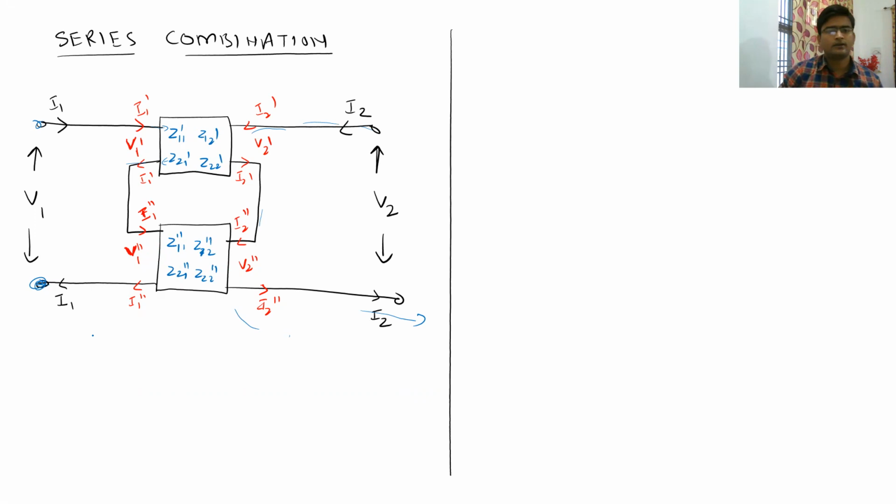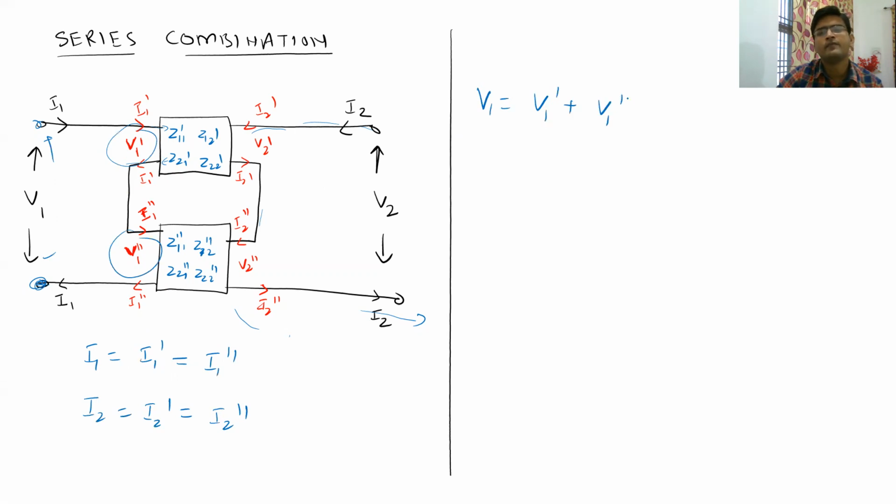So we know that I1 is equal to I1 dash, which is basically equal to I1 double dash, because the same current is coming and entering in both these input terminals. And similarly, I2 is equal to I2 dash, which is equal to I2 double dash. Now, can you tell me the relationship between V1 and V1 dash and V1 double dash? If you see, this V1 is nothing but the series voltage combination of V1 dash and V1 double dash. So you can say that V1 is equal to V1 dash plus V1 double dash, and also V2 is equal to V2 dash plus V2 double dash.